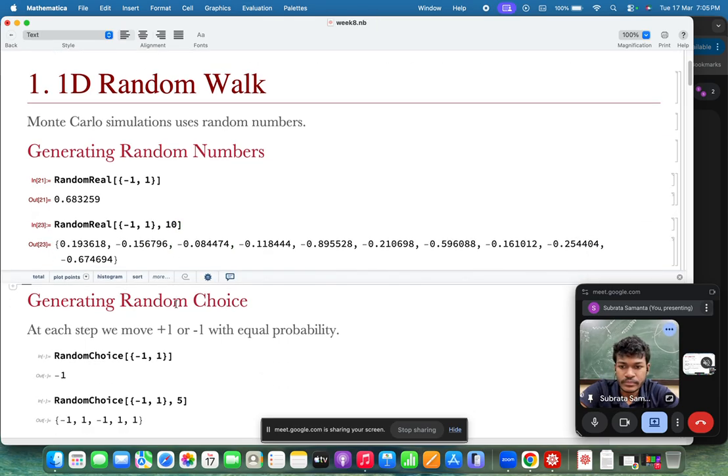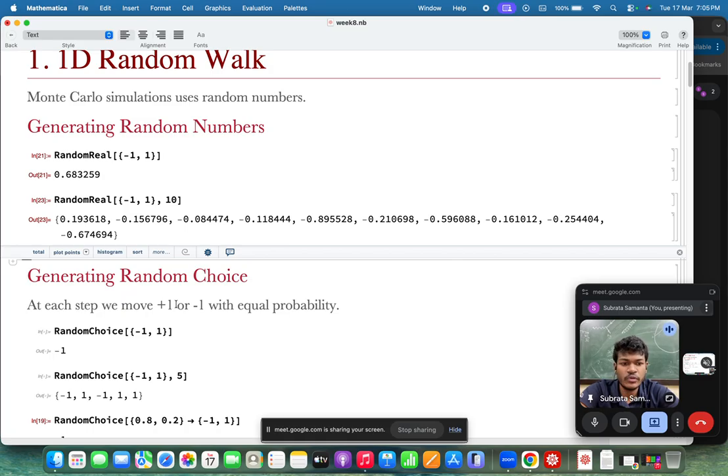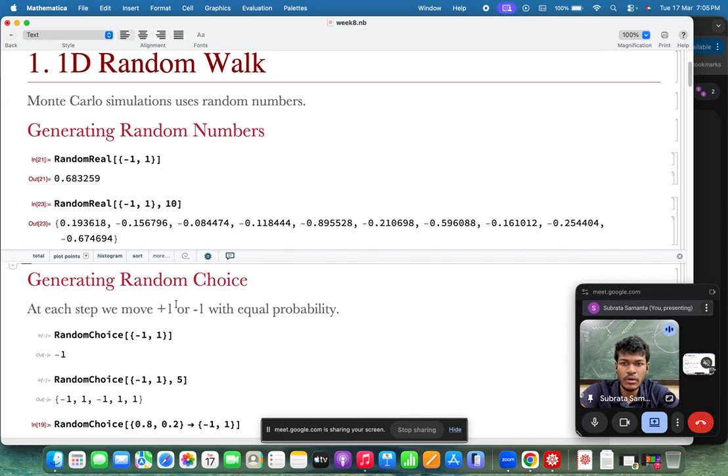Now, how to generate a random choice? Let us say I define a random walk where at each step we move +1 or -1 with equal probability. Let us say you are starting at the origin. You can move +1 in the positive direction, or -1 in the negative direction, both with equal probability. +1 means the positive direction, -1 means the negative direction.